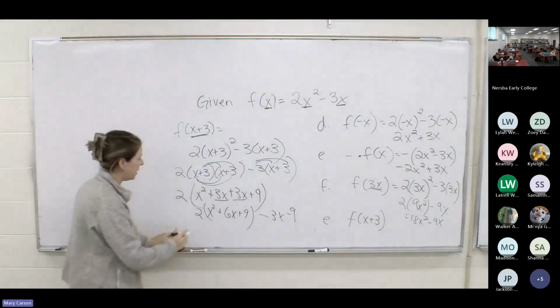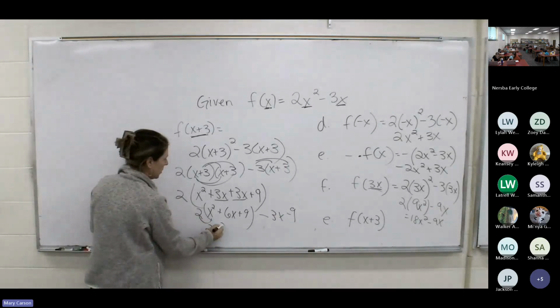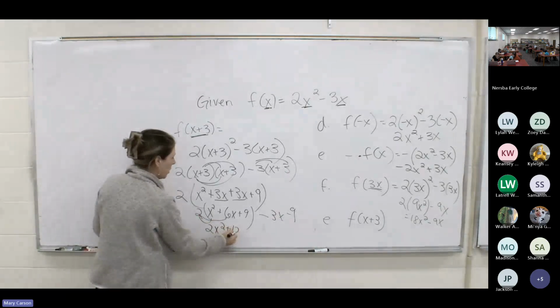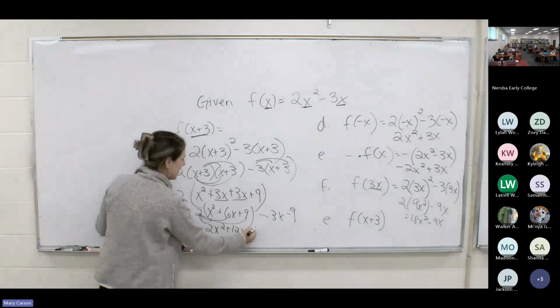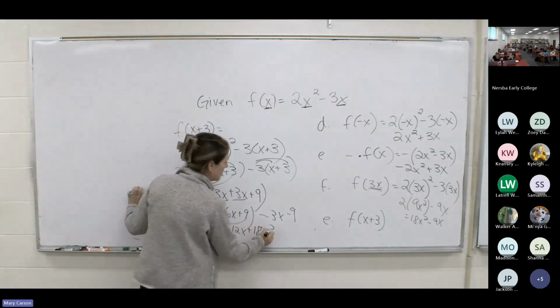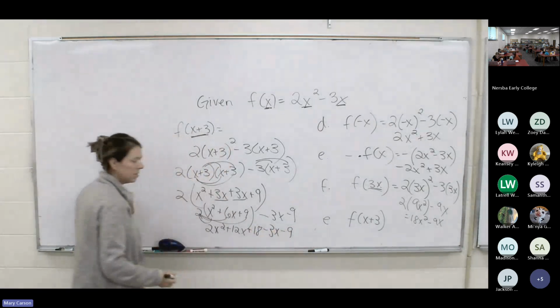And we're going to simplify this. 2 times x squared is 2x squared. 2 times 6x is 12x. 2 times 9 is 18. And then I have my minus 3x minus 9. Is everybody with me?